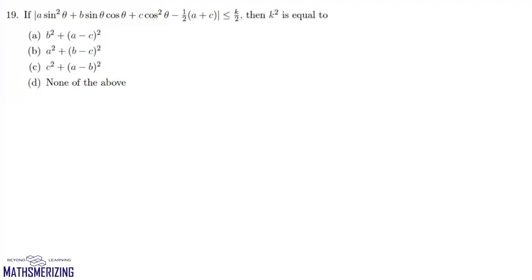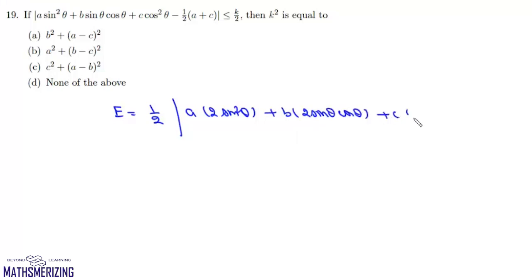Now question number 19 is, if mod of a sin square theta plus b sin theta cos theta plus c cos square theta minus 1 by 2 a plus c is less than or equal to k by 2, we need to find the value of k square. Now let this expression be E, and what we'll do is multiply and divide everything by 2. So we can write 1 by 2, and then there's a, then 2 sin square theta plus b, 2 sin theta cos theta plus c, 2 cos square theta, and then minus a plus c.